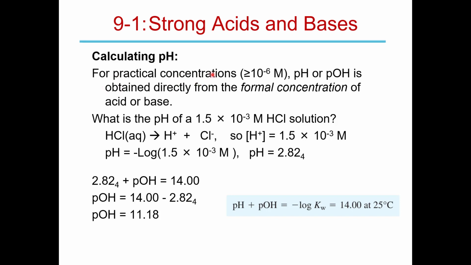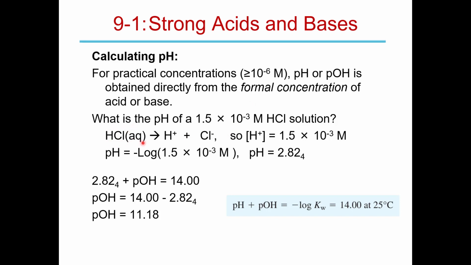So for practical concentrations that you'll typically encounter in a lab, so that means concentrations that are greater than about 10 to the minus 6 molar, we can get pH or even pOH directly from the formal concentration of the acid or base. So here's an example problem. What is the pH of a 1.5 times 10 to the minus 3rd molar hydrochloric acid solution? So since we're above this 10 to the minus 6, we can get pH sort of directly.